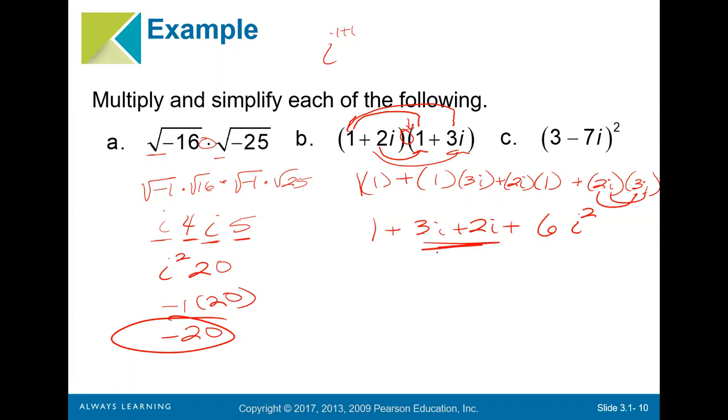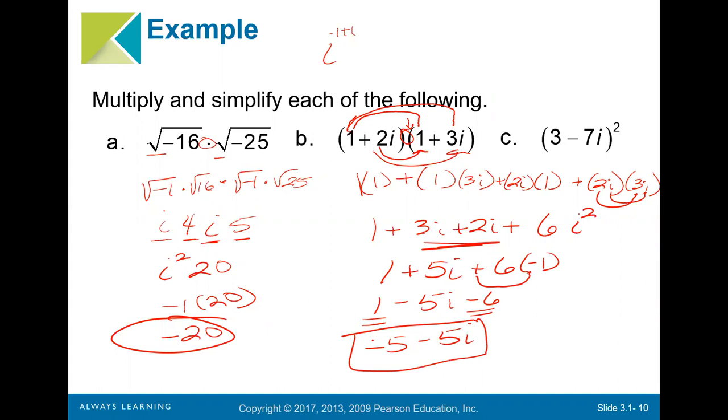Let's combine these two middle parts together because they're like terms. So 3i plus 2i is like saying I have $3 and I get 2 more, so I have 5i. Now let's rewrite the i squared. We know it's -1. So now I have 1 plus 5i. Positive times negative is negative. And now let's put the real parts together. I have 1 minus 6, meaning I have $1 and I spent 6, so I'm in the hole 5. So my final answer is -5 minus 5i.